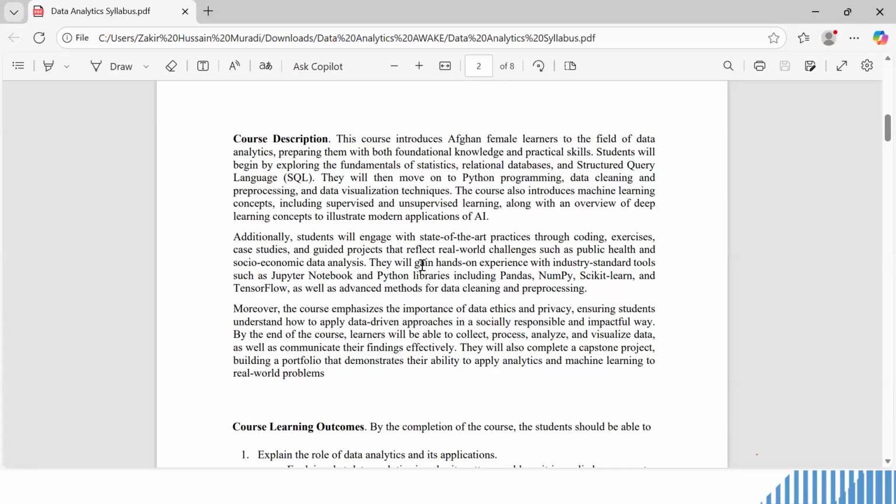case studies and guided projects that reflect real-world challenges such as public health and socio-economic data analysis. Also, you will gain hands-on experience with industry-standard tools such as Jupyter Notebook and Python libraries, including Pandas, NumPy, scikit-learn and TensorFlow, which are mostly used for machine learning. We will try to use these and get familiar with all these libraries as much as possible.